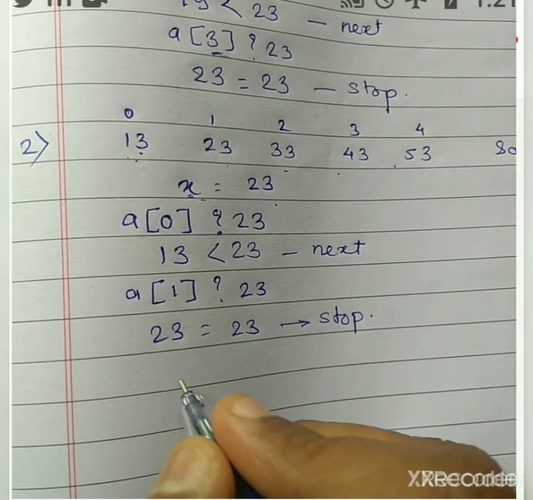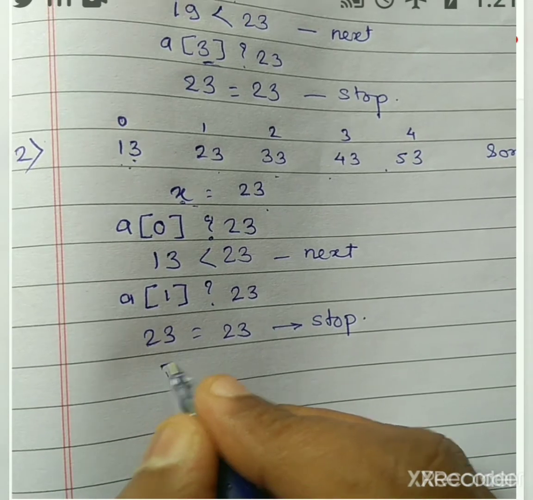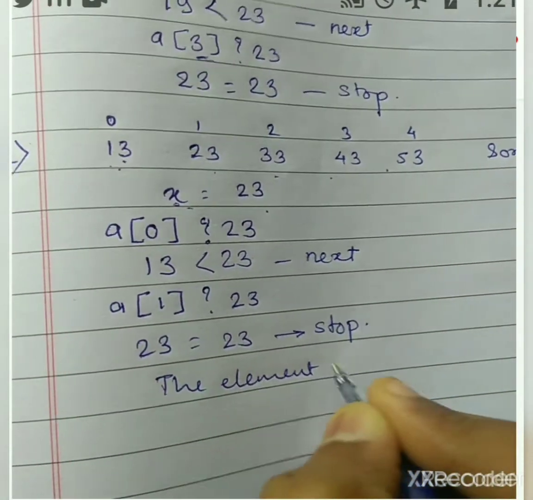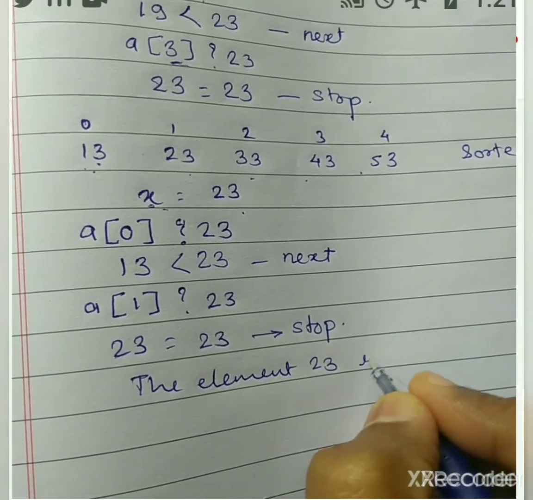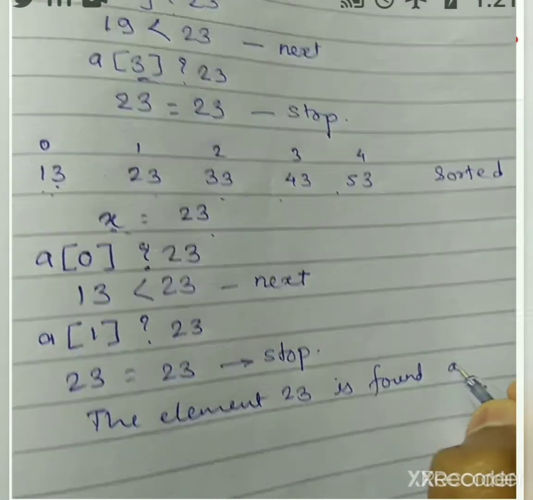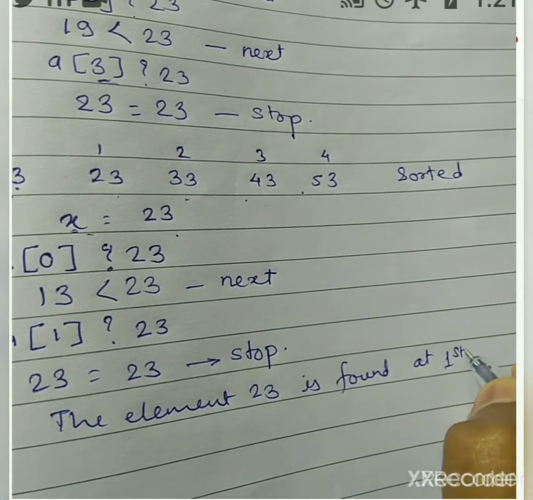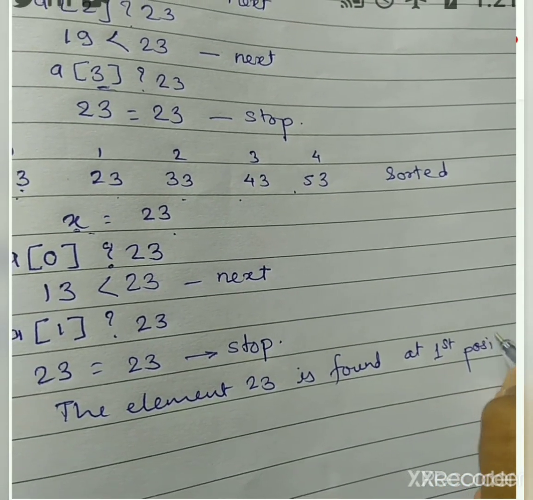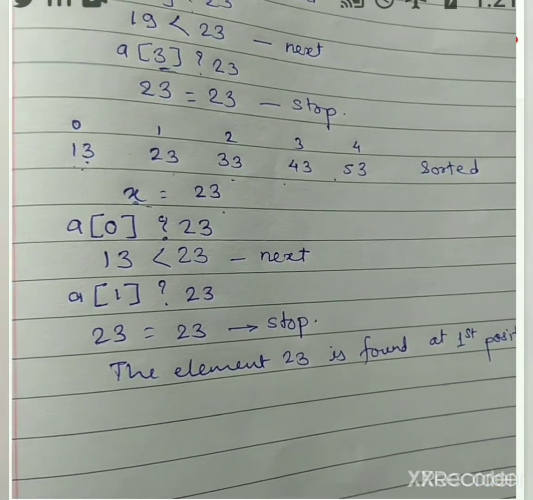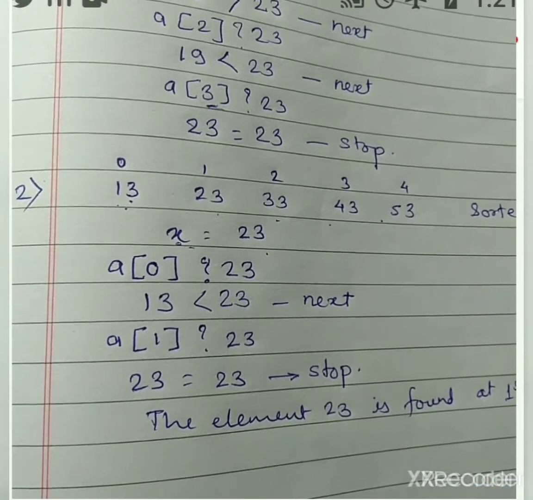So we just have to write out that the element, say 23, is found at first position. Okay, so at the first position in the array we found the element.